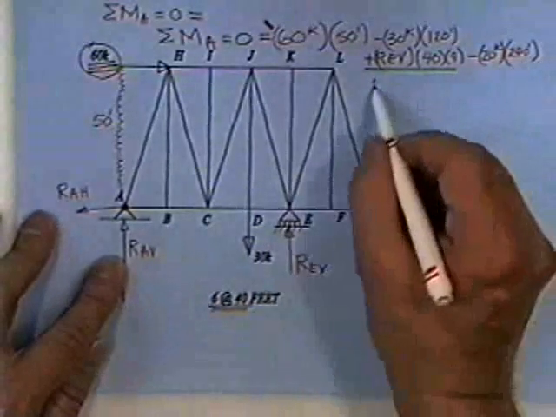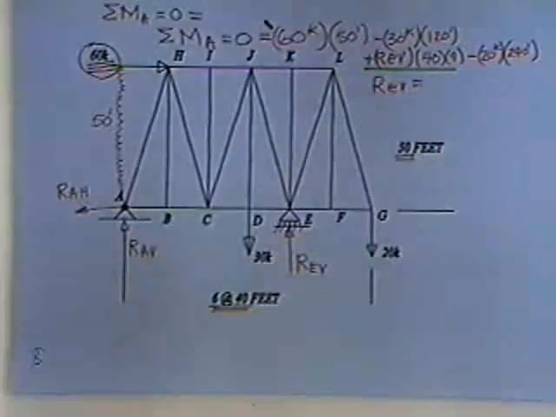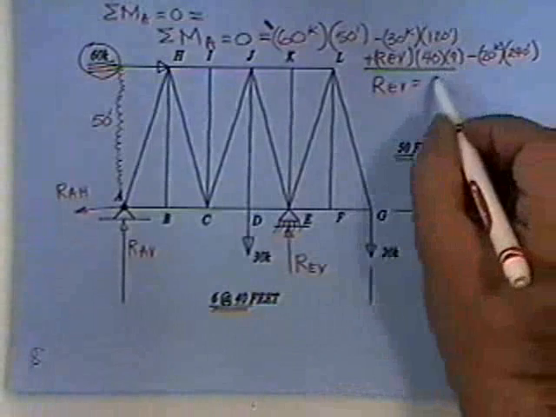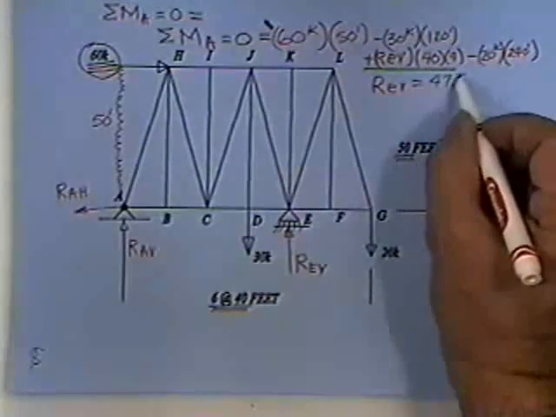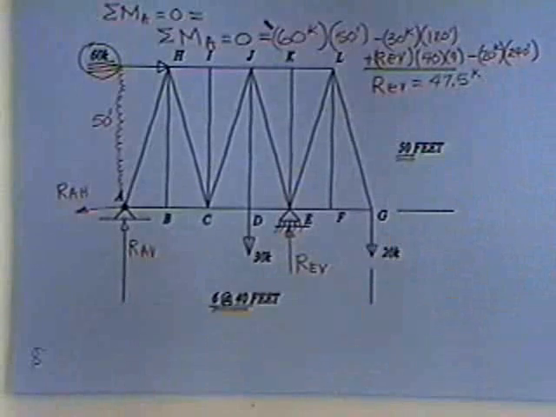One equation, one unknown. I can solve for the reaction at E vertical. And I already worked that rascal out, but I didn't put it on the picture, so tell me what that is too, Kelly. I've got 47.5. 47.5, and we'll wait for comments. 47.5 kips.